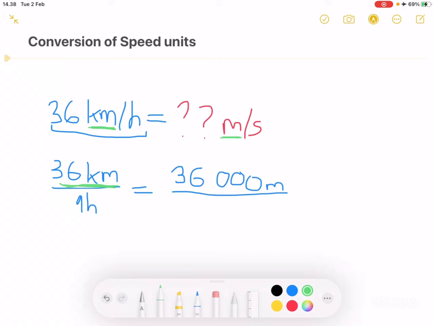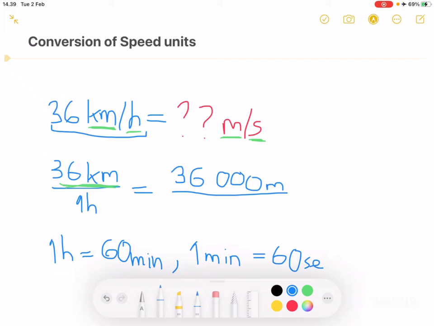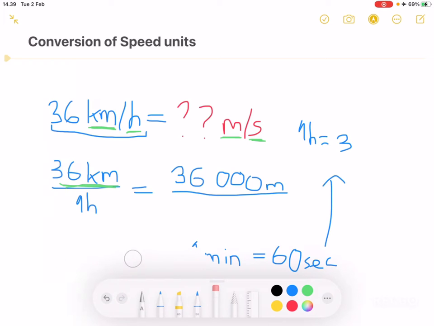Then look at the units for the time, and ask yourself, how many seconds is 1 hour? Well, we know that 1 hour is 60 minutes, and 1 minute is 60 seconds. So that means 1 hour is just 60 times 60, which is just 360 seconds. And I'm going to write this right here real quick.